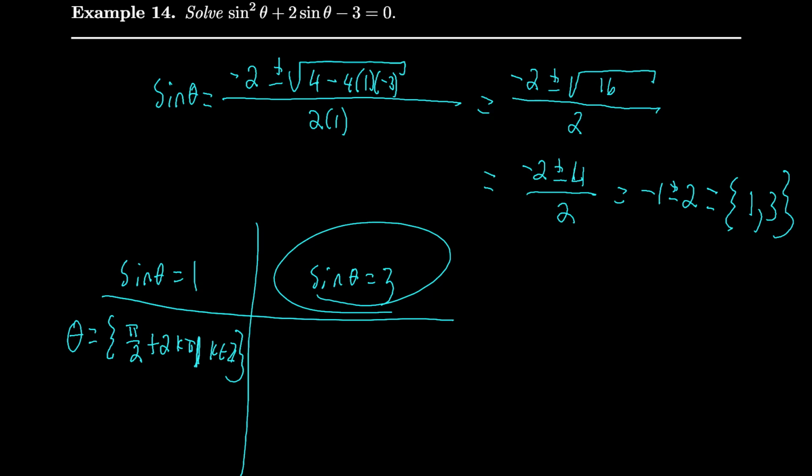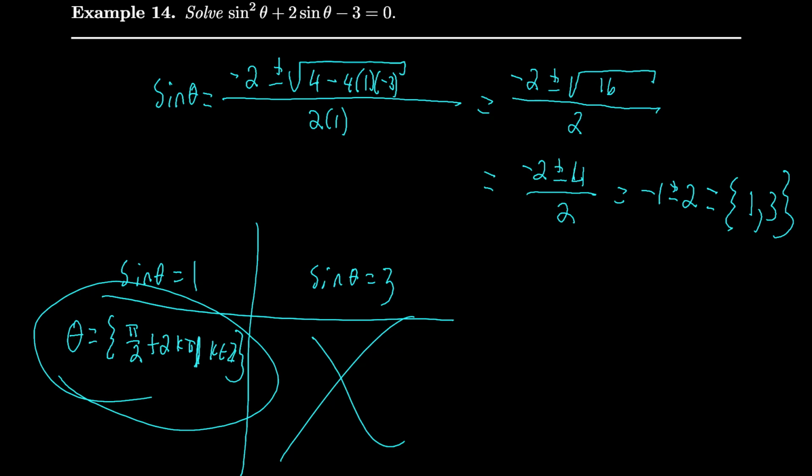Where is sine of theta equal to negative 3? You're on the unit circle. Sine of theta only ever gets to 1. It never gets any bigger. So there's no solution there. So the entire solution is just that part. So pi over 2 plus 2k pi such that k is an integer. And that's it. You're done. This is the hardest kind of problem that I can give you. I guess the previous one is even harder.